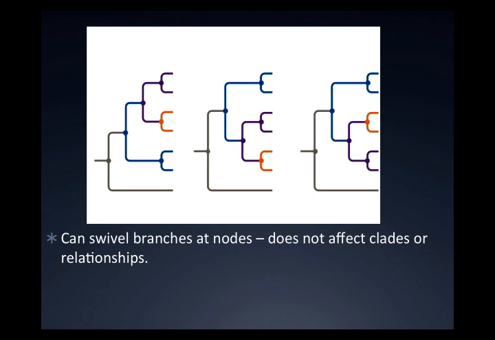And so what this image is depicting is that you can swivel branches at their nodes. And that doesn't affect clades or the relationship between whatever groups are being represented by the tips of the tree. So these three images that we see above, they're all showing the exact same relationships between the groups of organisms on the tips of the branches. So just remember that you can swivel these branches at their nodes, like those in the images above, and that doesn't change anything about the relationships or the phylogeny itself.